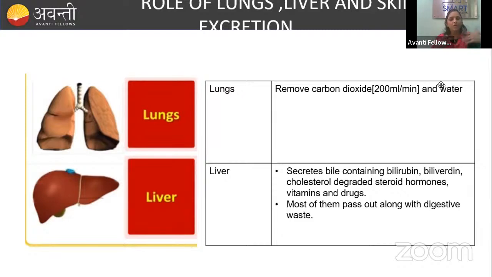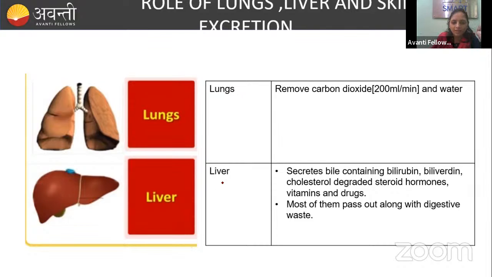The lungs. You already know that the lungs are involved in the respiration process, right? So it is involved in breathing. During breathing, what will happen? We take in oxygen and we remove carbon dioxide, right? Same. So the lungs are involved in the removal of carbon dioxide and water.